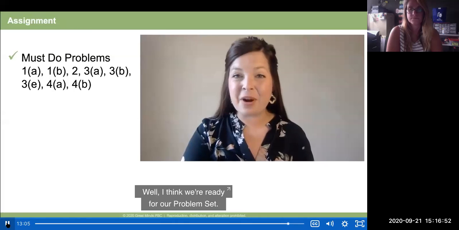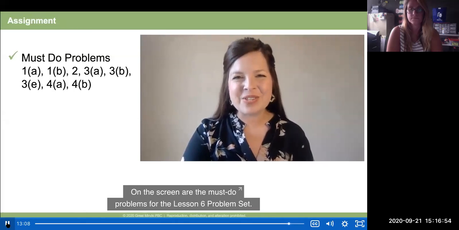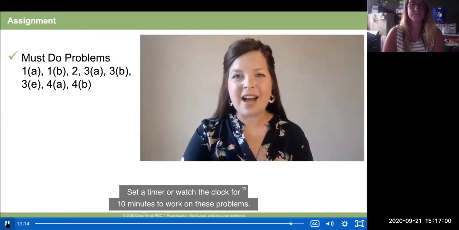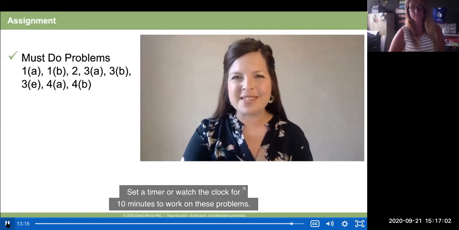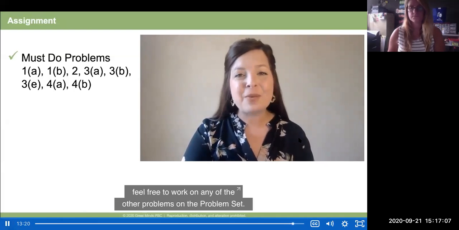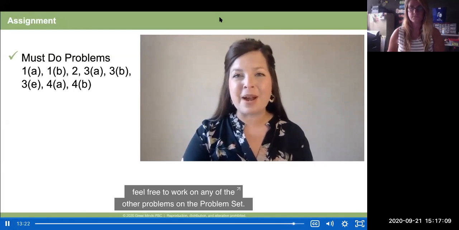I think we're ready for our problem set. On the screen are the must-do problems for the Lesson 6 problem set. Set a timer or watch the clock for 10 minutes to work on these problems. If you finish the must-do problems within those 10 minutes, feel free to work on any of the other problems on the problem set.